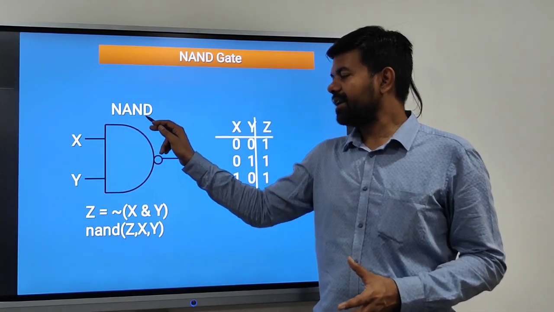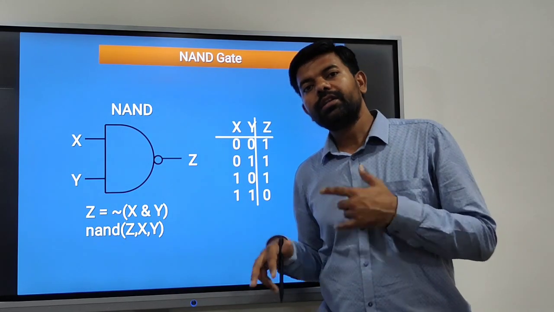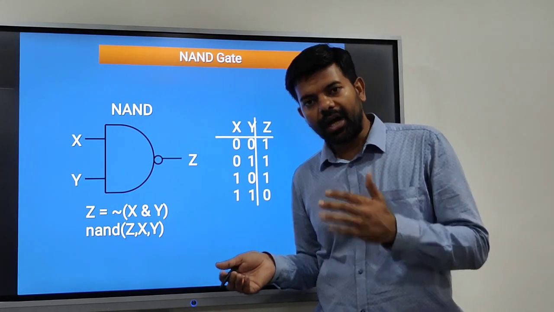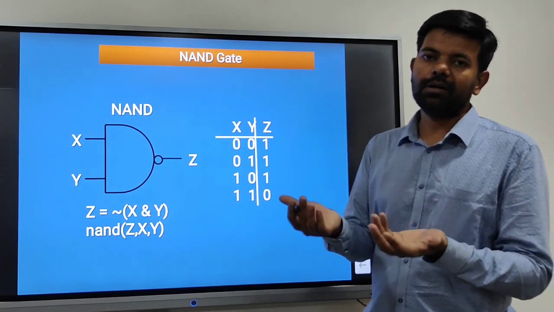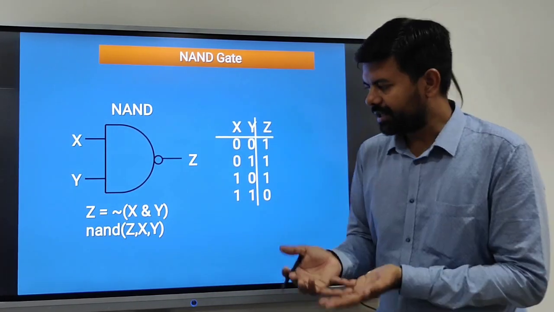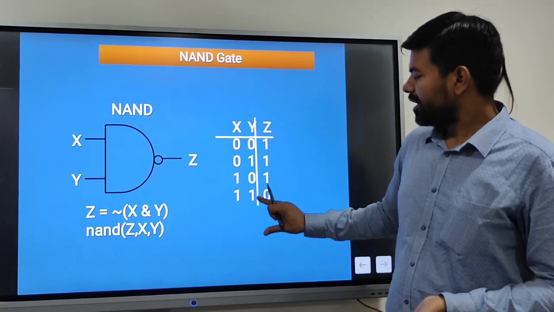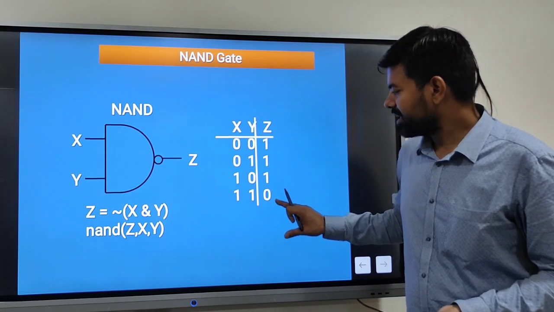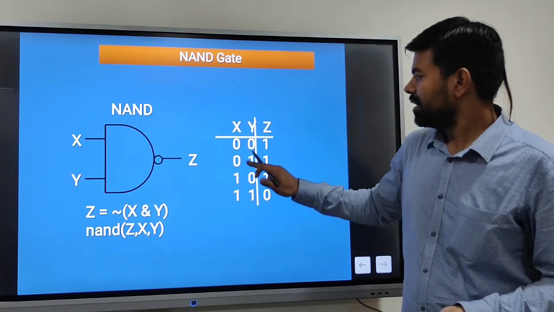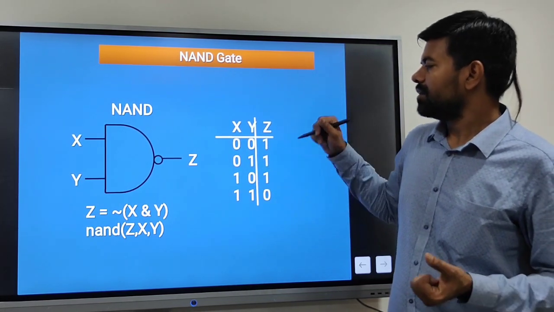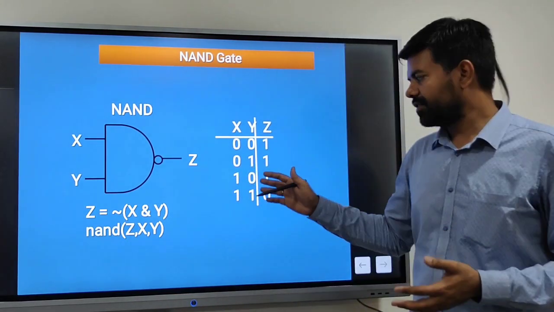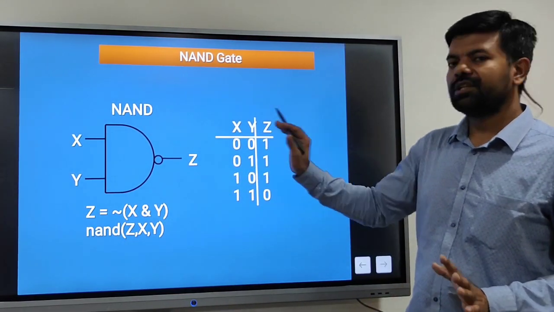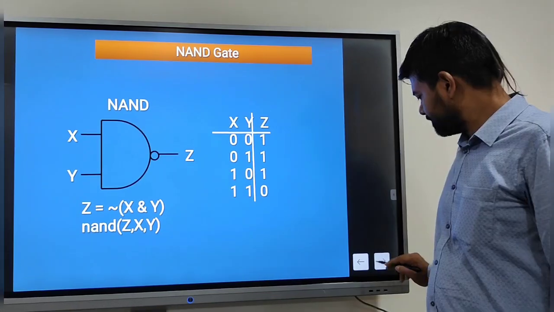So in the NAND gate, all the inputs have to be high, and only then do we get the output. Now the situation becomes opposite, or complementary. That is, if all the inputs are high, we get the output low, and if any one or none of the inputs is 1, we get the output 1. This is the NAND gate.